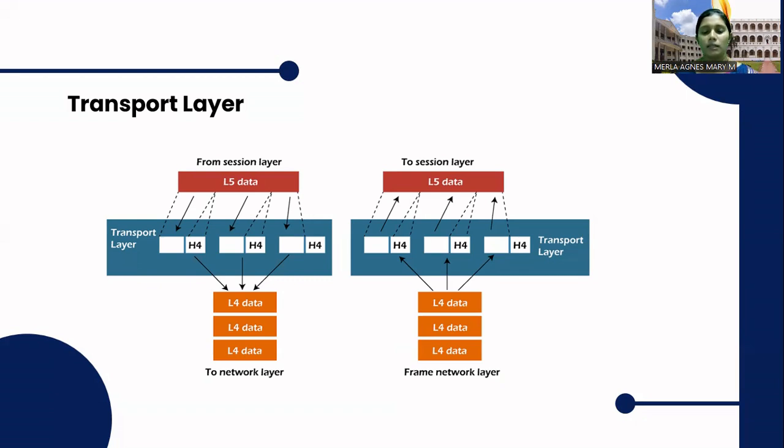Then on the receiver side, from the network layer it moves into the transport layer and forms the data as segments, and the segments move into the session layer in the format of data.